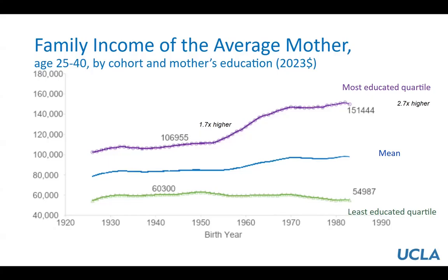There are a lot more resources for those that happen to be already born to very well-educated parents. And this is not just mothers, but also fathers, because remember, this group is also much more likely to be married, and there are falling resources in real terms for some of those in the least educated quartile.